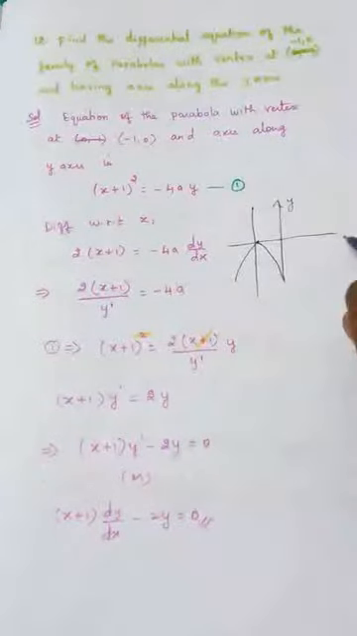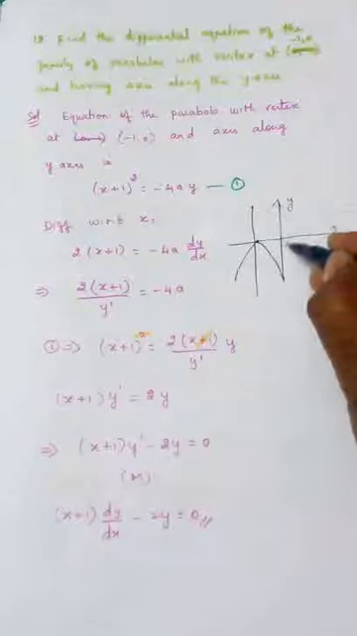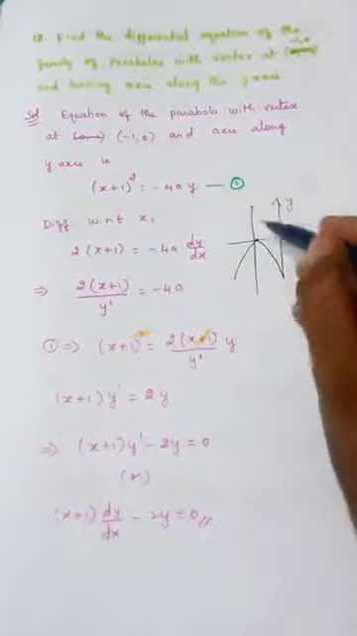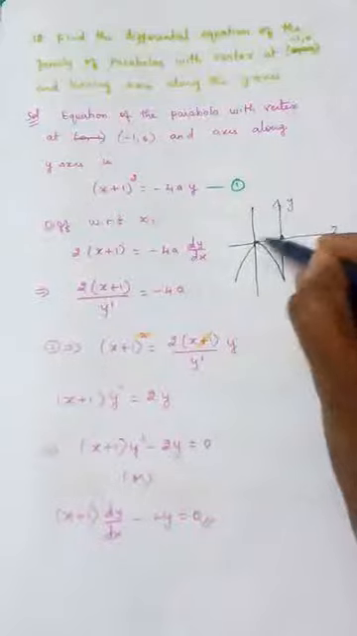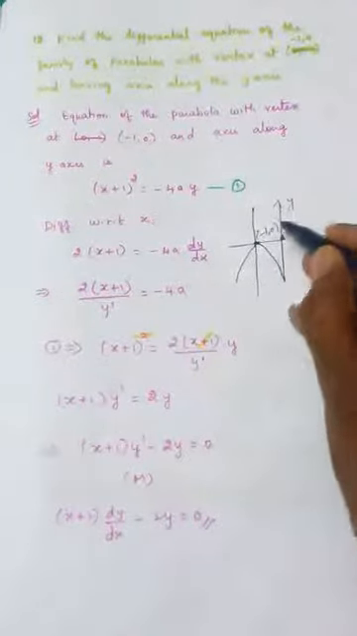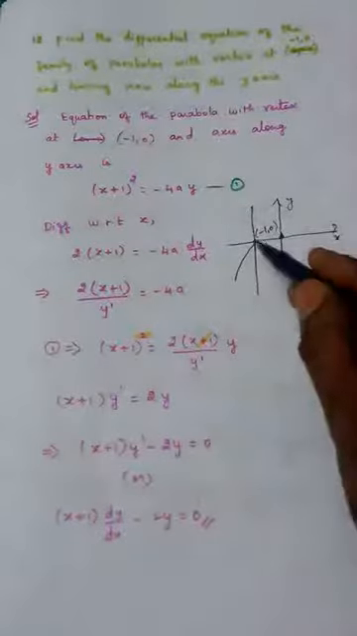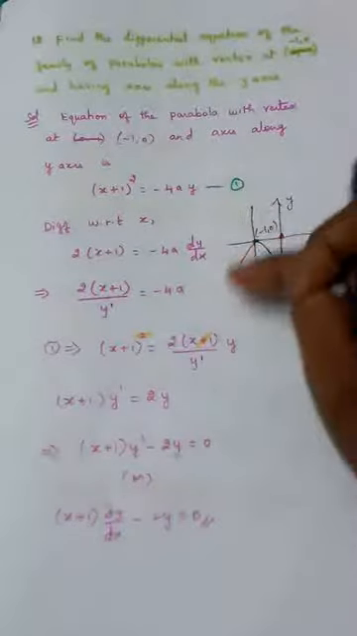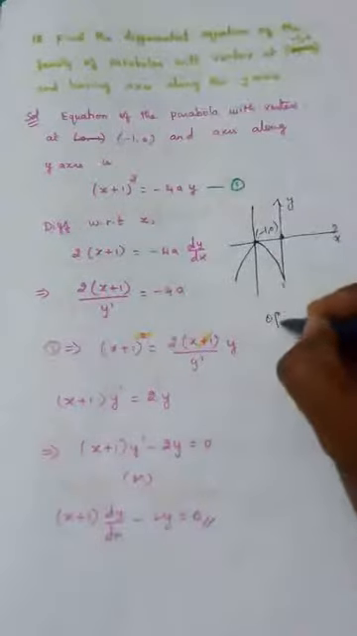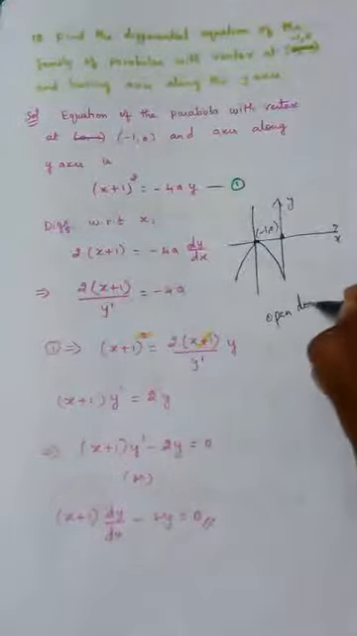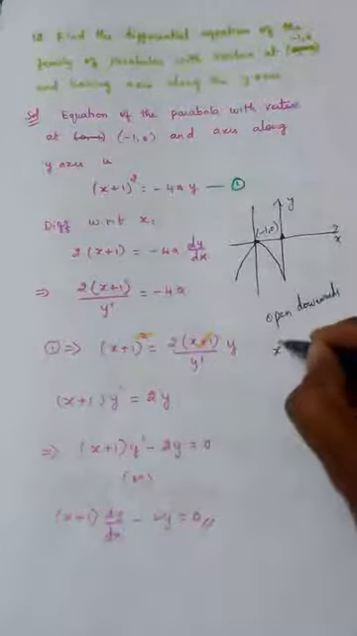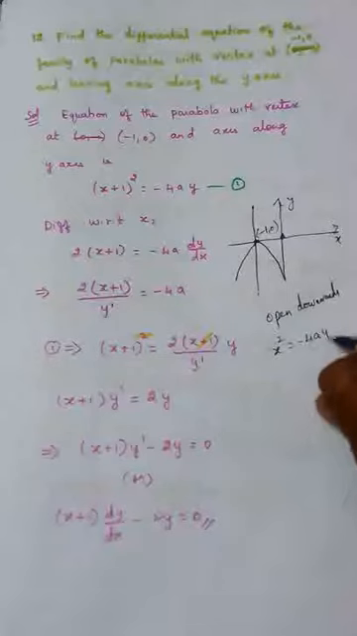Having the axis along the y-axis means definitely this will be the axis of the parabola. This is the x-axis and this is the y-axis, this is the origin, but the vertex of the parabola lies at the point (-1, 0). So this is the point (-1, 0). Since the axis is the y-axis, the parabola will open downwards. So what is the equation of a parabola opening downwards? x square is equal to -4ay.